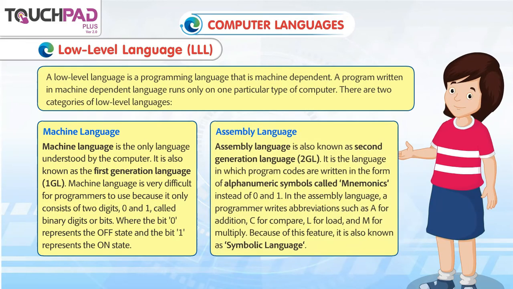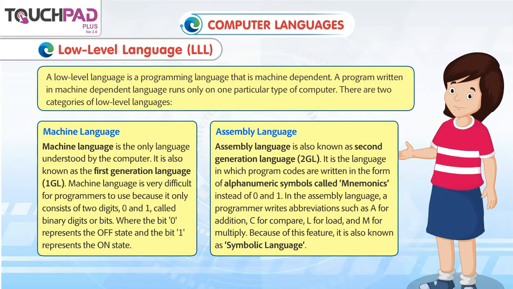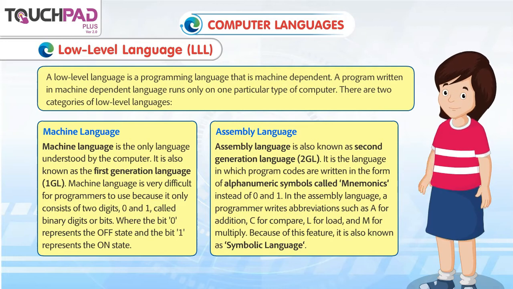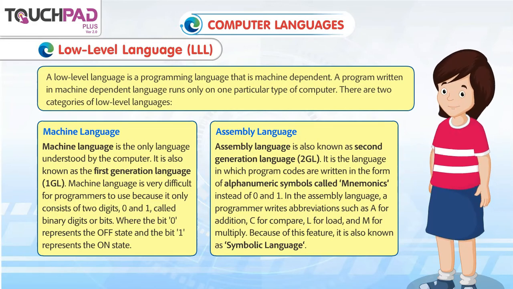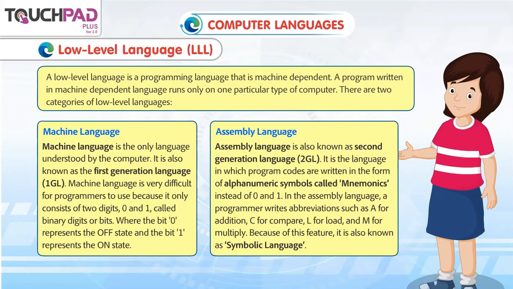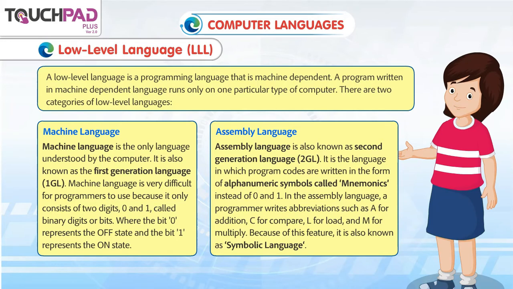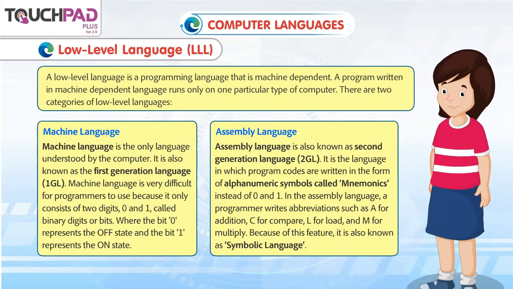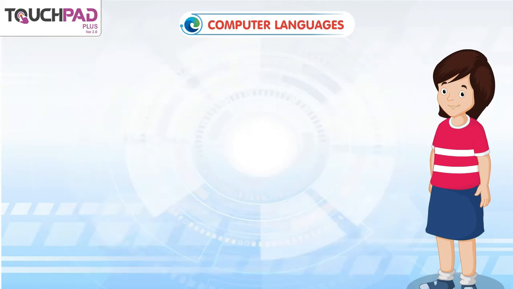Assembly language. Assembly language is also known as second-generation language 2GL. It is the language in which program codes are written in the form of alphanumeric symbols called mnemonics instead of 0 and 1. In the assembly language, a programmer writes abbreviations such as A for addition, C for compare, L for load, and M for multiply. Because of this feature, it is also known as symbolic language.